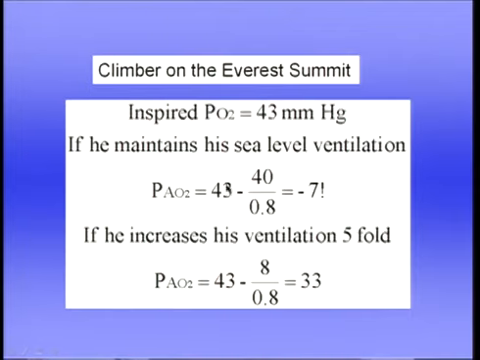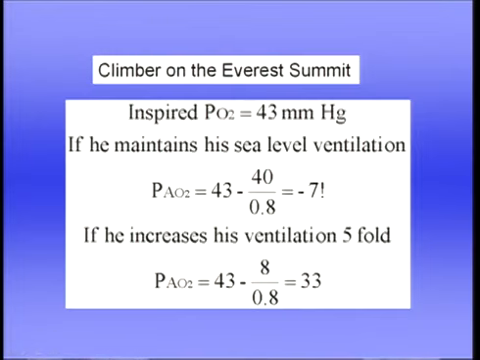The inspired PO2 is 43, as we said. Suppose he maintains his normal ventilation, so his PCO2 is 40. The respiratory exchange ratio may be 0.8 at rest. So that is 43 minus 50 gives us minus 7 millimeters of mercury.